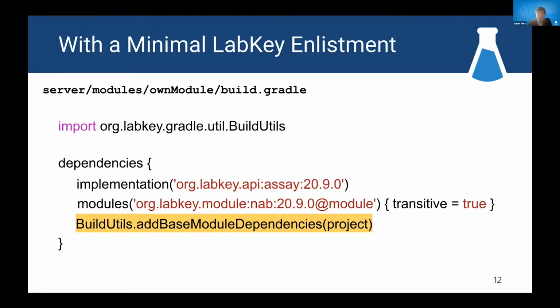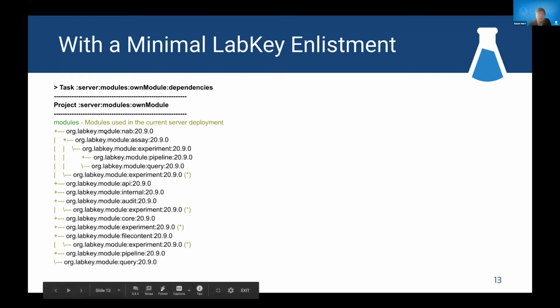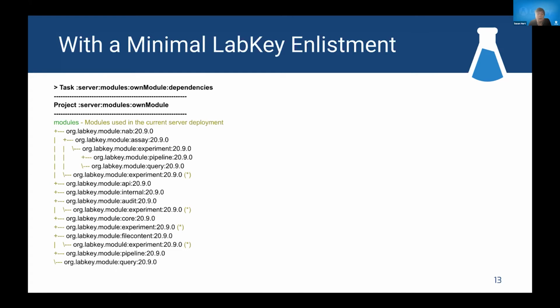So having done that, if I now run the dependencies task for my module and look specifically at the module's configuration, you can see that it brings in the nab module that I specified, which has a dependency on assay, which has a dependency on experiment and pipeline and query. So I don't need to declare those in my set at all. And then it brings in, because I had the base dependencies, API, internal, audit, all of those things. And so this is the set of modules that, when I do a deploy app, will get picked up and put in my deploy directory.